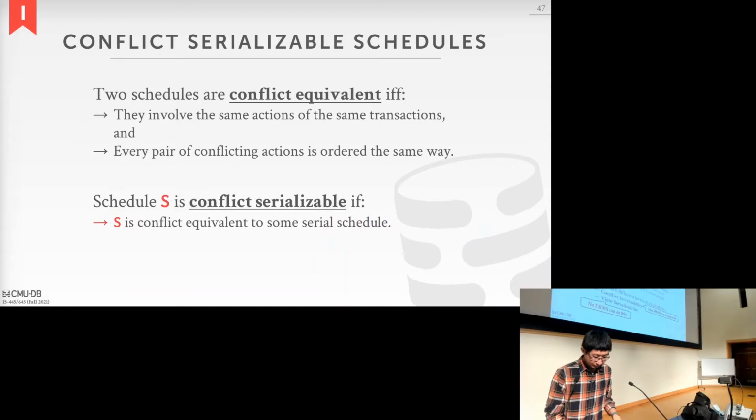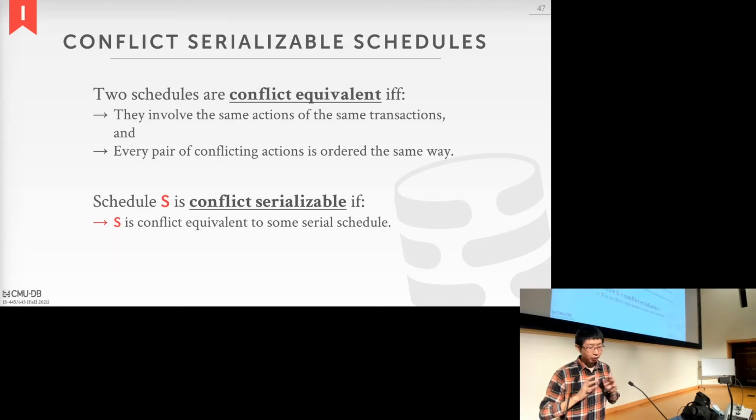Okay. So now let me define this. We'll give some examples, but here we have to formally define a conflict serializable schedule. We say two schedules are conflict equivalent if, first of all, obviously, they involve the same set of actions or operations of the same set of transactions. And second, every pair of the conflicting actions is ordered in the same way.